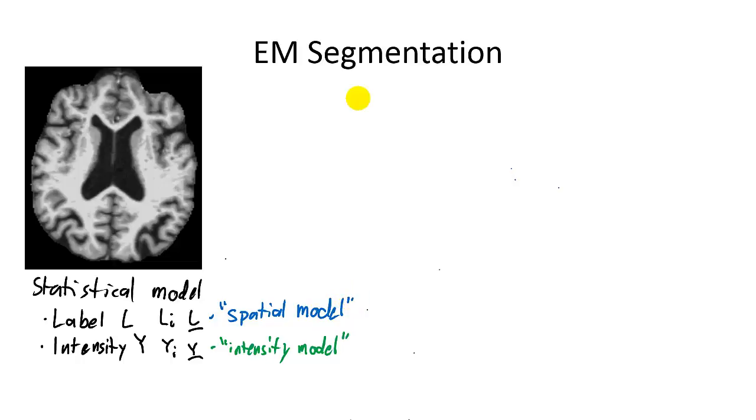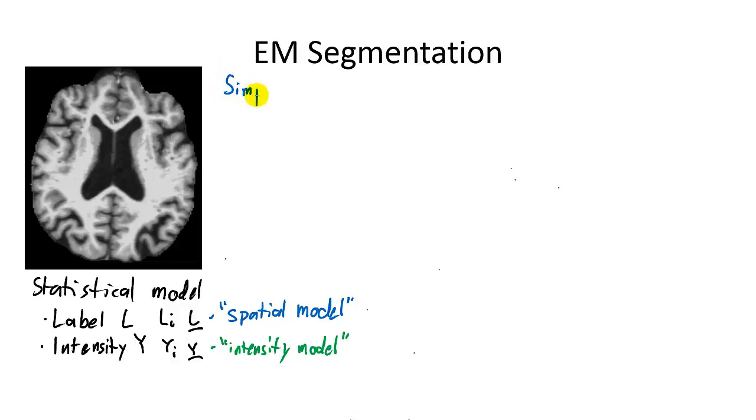So remember that our goal here: we have the intensities Y, and we want to segment the image. That is, we want to find the labels L at every voxel and use those to figure out what class each one belongs to. For this example, I'm going to use the white matter, gray matter, CSF example we talked about before, but this method can be applied to a wide range of image segmentation problems.